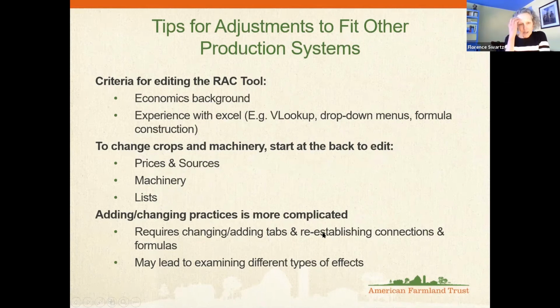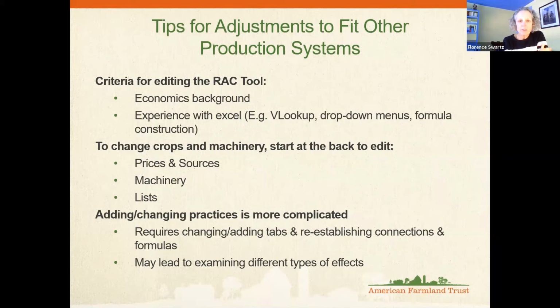If, however, you're thinking about actually adding and changing practices, which is what we ended up having to do for the almond situations out there in California, that gets to be more complicated. It requires changing and adding tabs, maybe putting new tabs in for new practices, reestablishing connections and formulas, making sure everything links back to that partial budget analysis table there, and that everything is coming in the way you want it to. So there's quite a bit of work if you're contemplating actually changing the practices that are in the workbook.